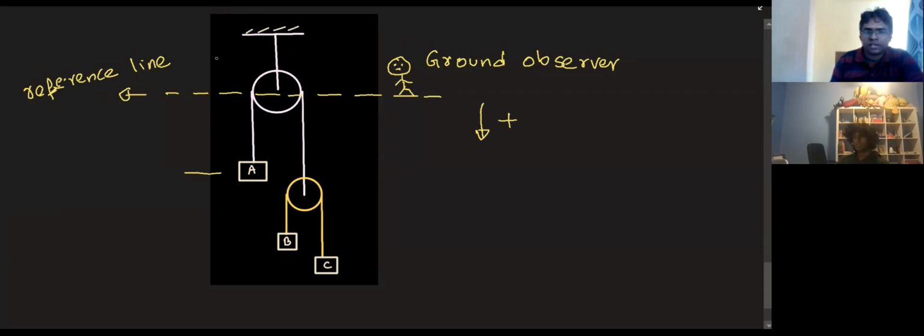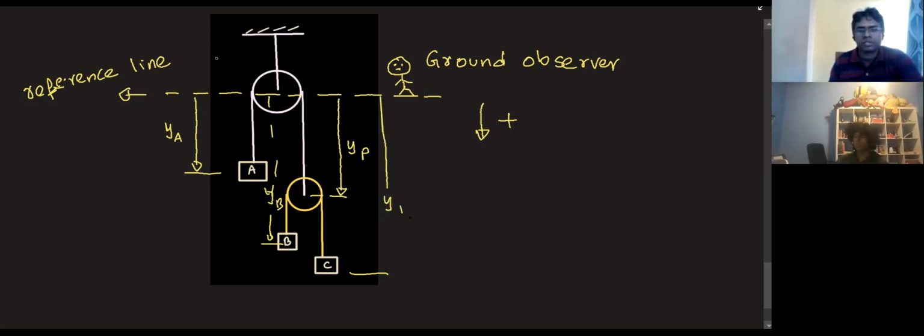I'll say this is the position of block A, and this pulley is moving, so this is the position of the pulley here. From here I can also say that this is the position of block B, and then this is the position of block C. So the person is measuring these positions. You understand this?